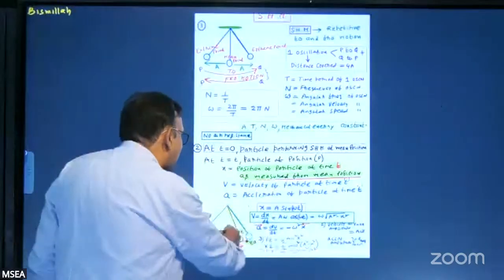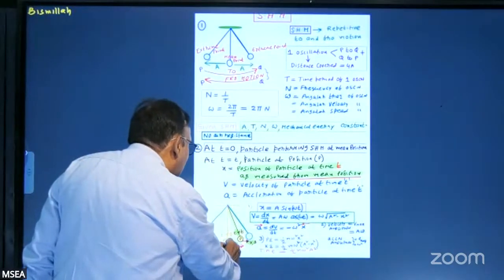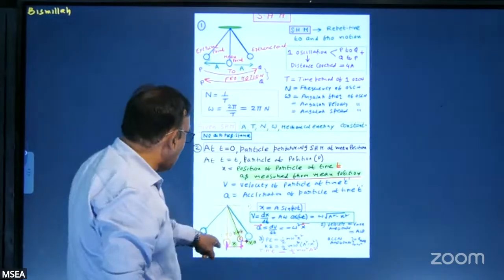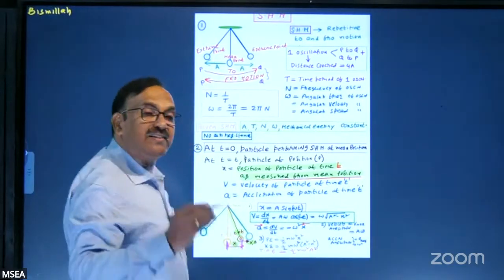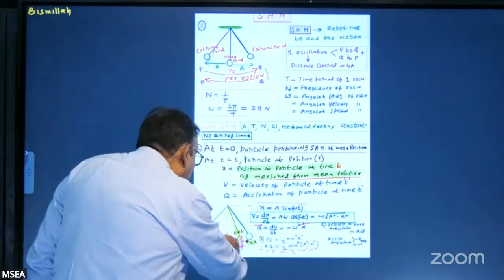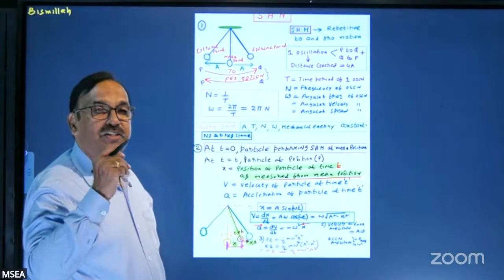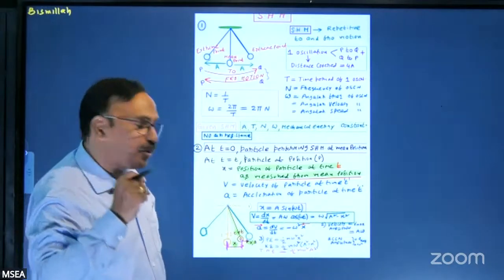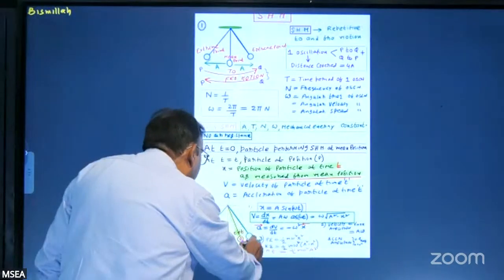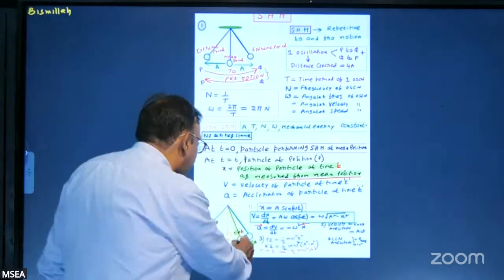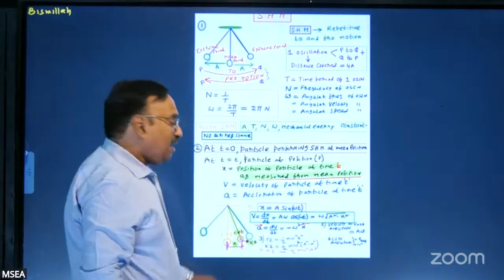Now, in t seconds, let the bob go from the mean position to any point like P, having a position x. x is the position of the particle as measured from the mean position. x is an important word to be thoroughly understood. x is always the position of the body as measured from the mean position. At that time, the body will have some velocity v, some acceleration a.